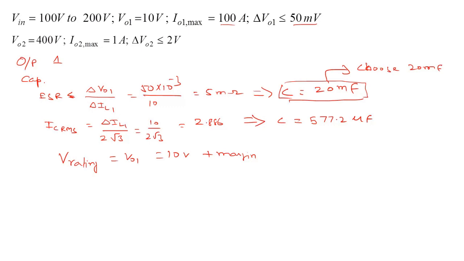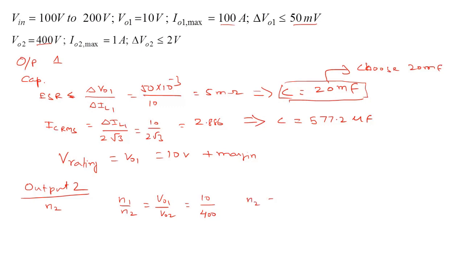Then moving on to output 2. Again, the turns ratio for that, call that N2. You can use the same formula that we used to calculate N1 with the second output voltage, or simpler would be to use the formula that N1 over N2 would be VO1 over VO2. So that is 10 over 400.